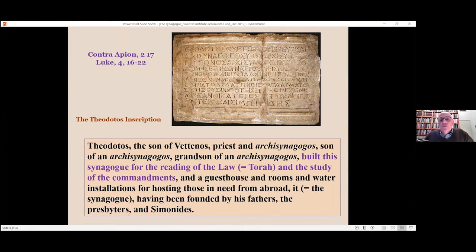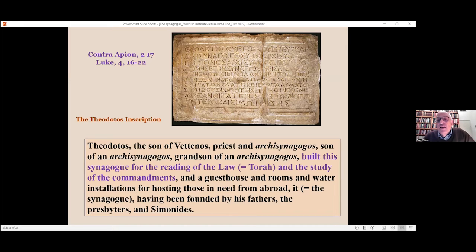Reading one of the inscriptions that was found in Jerusalem and is dated to the late Second Temple period, referring to a synagogue that was not found or was completely demolished in antiquity, the inscription, written in Greek, clearly indicates the existence of a synagogue, but in addition, it also refers to the use or the purposes of that building. The translation of the inscription reads: Theodotos, the son of Vettenos, priest and Archisynagogos, he's the head of the synagogue, is the son of an Archisynagogos and a grandson of an Archisynagogos. It's a great family.